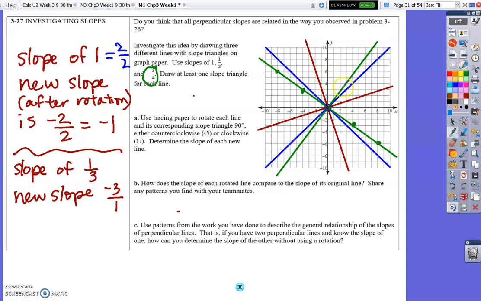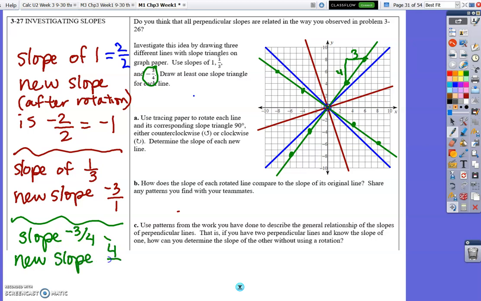And let's put some dots on that. So we got one here, and one there, and one there, and one there. And we'll notice that it's 4 and 3. So my original slope was -3 over 4, and my new slope is 4 over 3. And so it's positive.